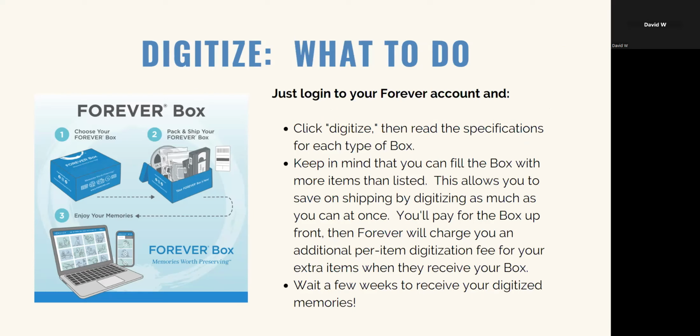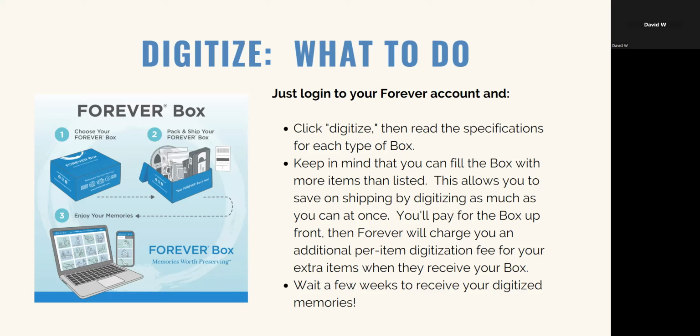So if you want to digitize, here's what to do next. You log into your Forever account, you click digitize at the upper left, and then you read the specifications for each type of box. There's a specialty box, and I think it's regular box, standard, that's what it's called, standard box. It depends on what you're digitizing, which items go in which one. And then there are three different sizes. So read the specs and figure out what you want.